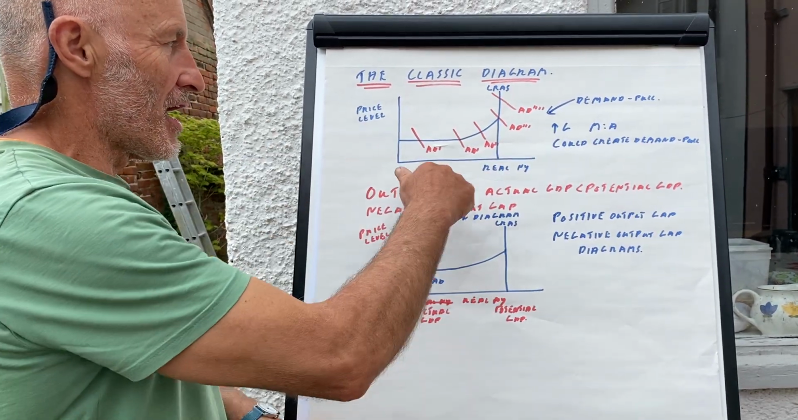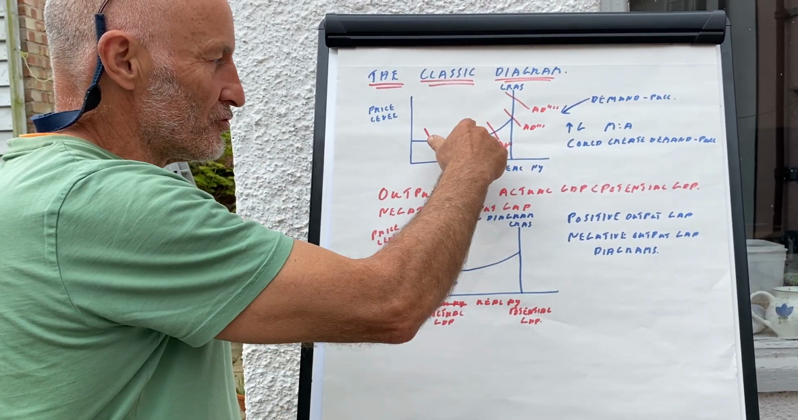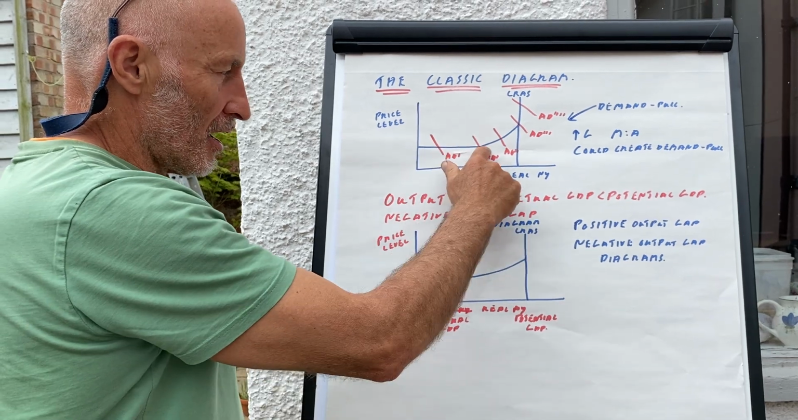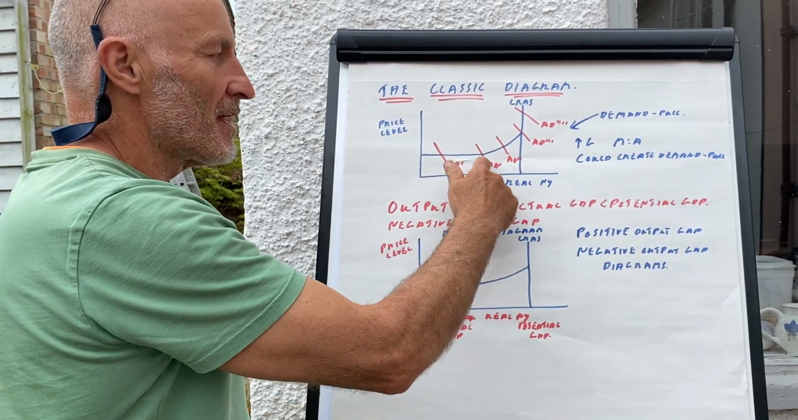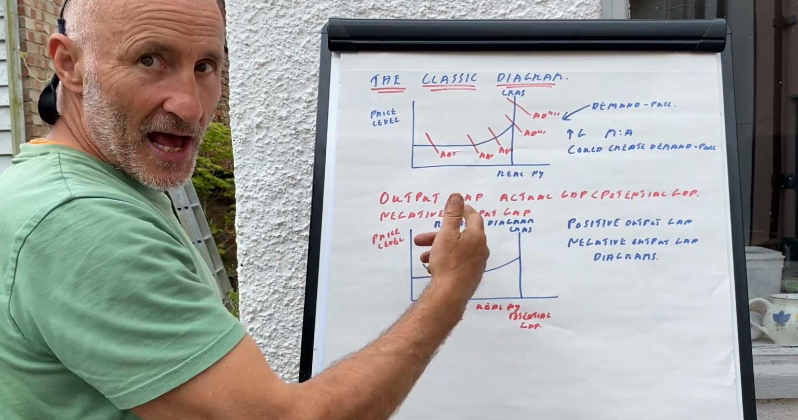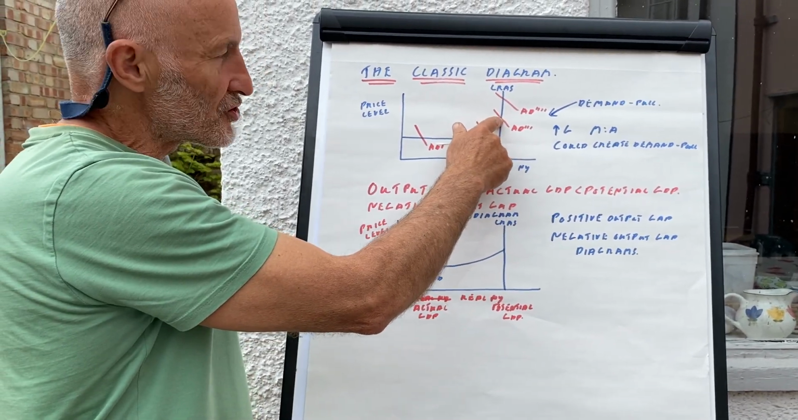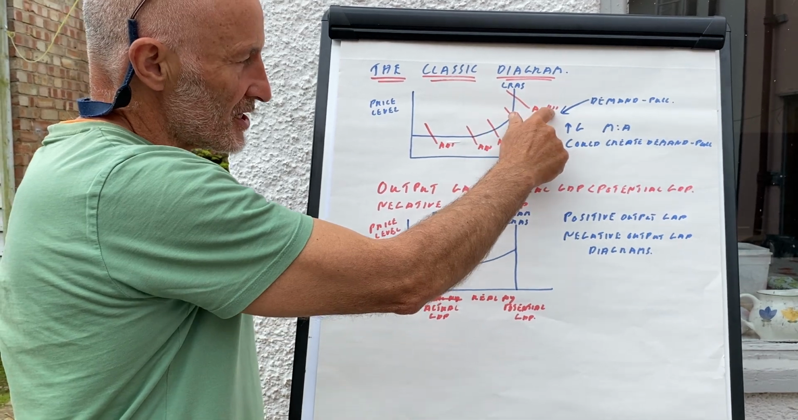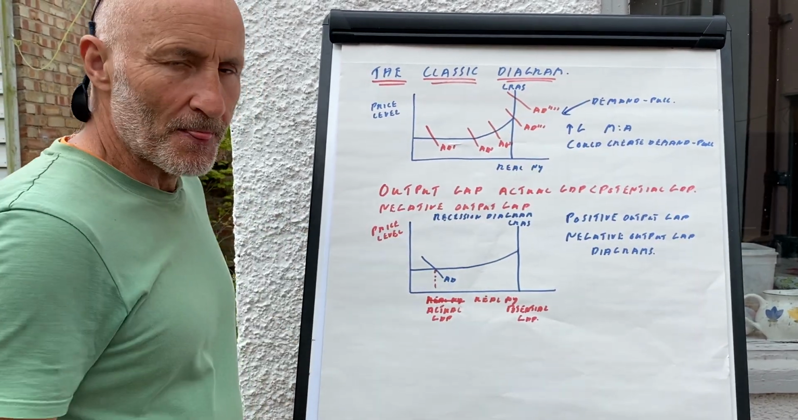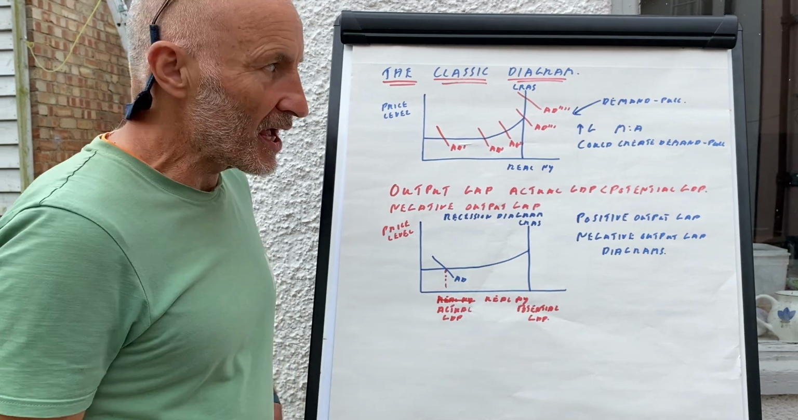The classic diagram: long run aggregate supply, AD moves from AD to AD dash. We get non-inflationary growth from there to there. Then we get a trade-off between inflation and economic growth. Up here, we're starting to move into demand pull inflation territory, and between AD triple dash and AD quadruple dash, we're getting demand pull inflation. Examiners love that diagram, okay?